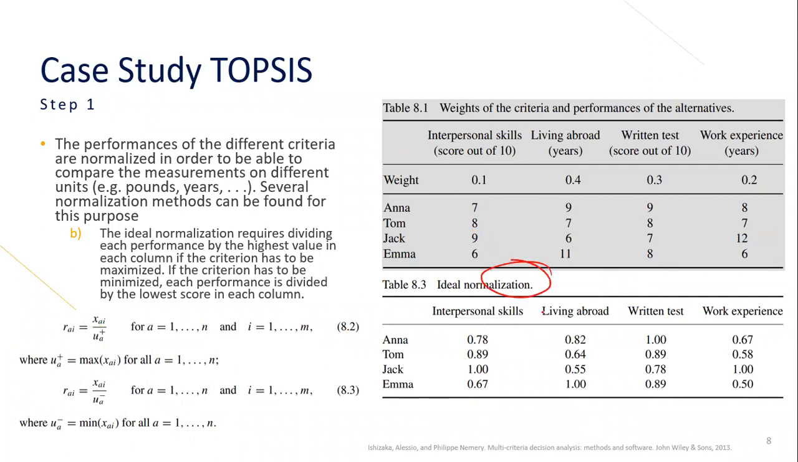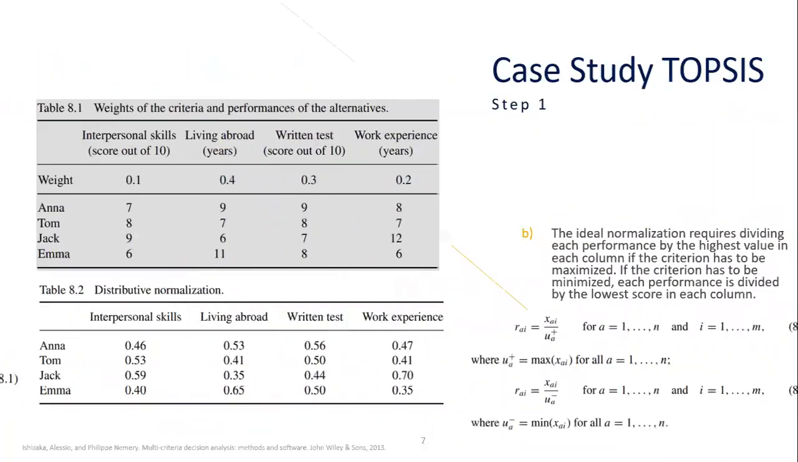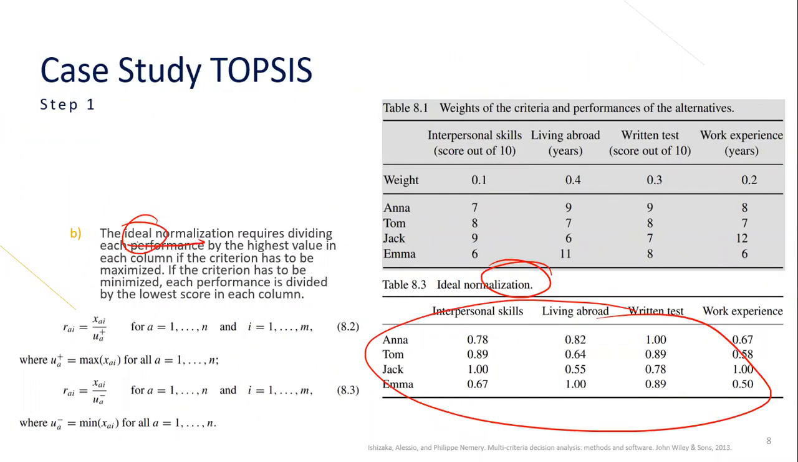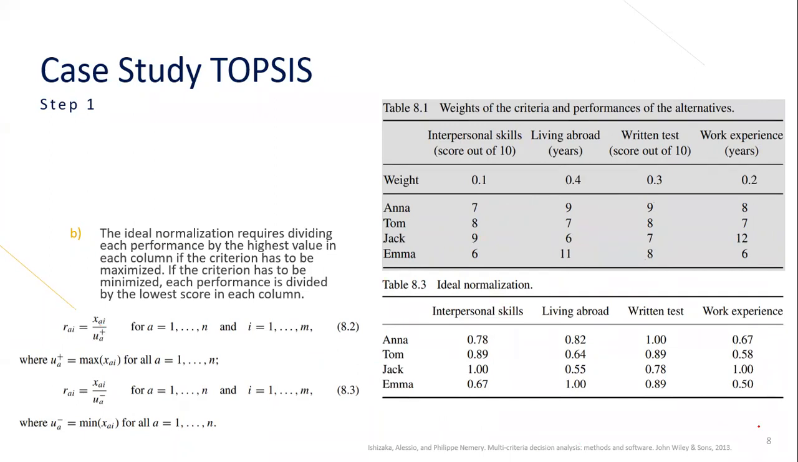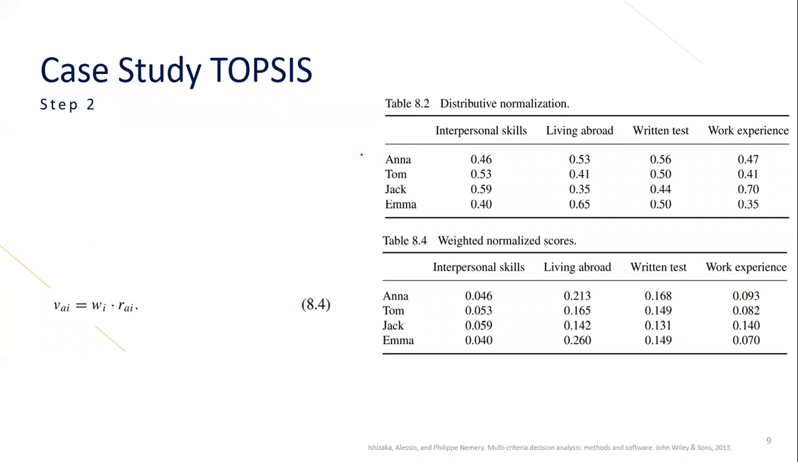normalization table based on the ideal normalization technique. So the previous one is distributive normalization. This one is ideal normalization. Okay, so there are two methods. You can choose either way. You can choose this one or you can choose the previous one. Okay, that is step 1 and step 2.